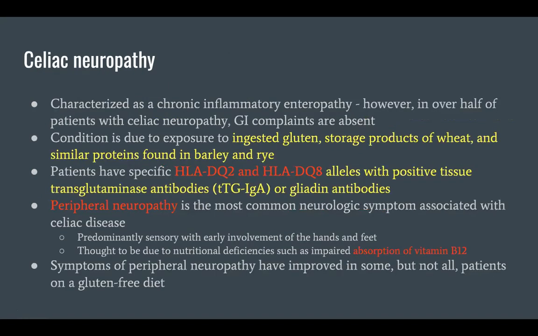Okay, celiac neuropathy. So celiac disease, you've probably heard of it because it deals with people who can't ingest and break down gluten. Gluten is in wheat and found in barley, rye, bread. Patients with HLA-DQ2 or 8 alleles with TG-IgA or gliadin antibodies may have celiac disease, and they may have a peripheral neuropathy associated with that.